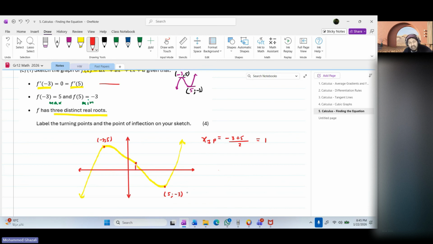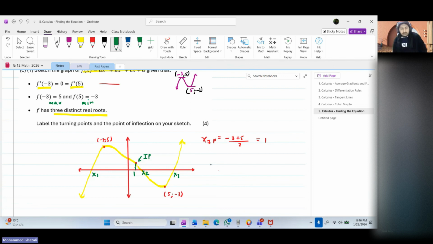Yeah, that's good enough. And this here has 3 distinct roots, x1, x2, and x3. And that's my inflection point. Right, so my inflection point x value is 1, right? x1, x2, x3, right? And that's my cubic function.